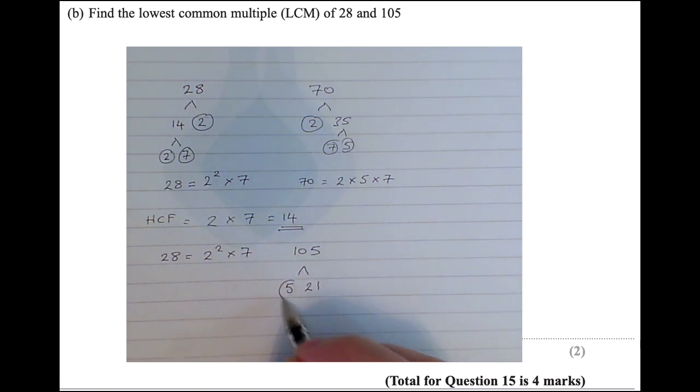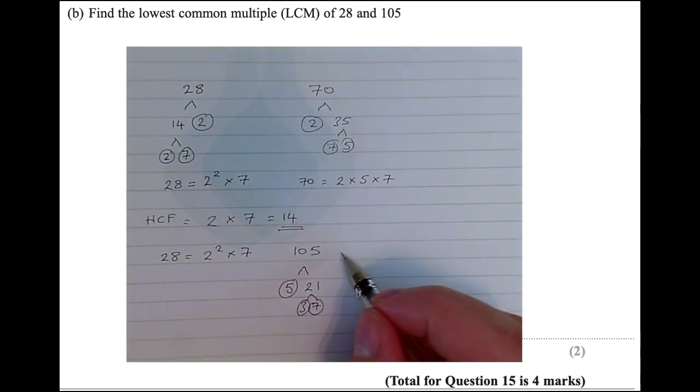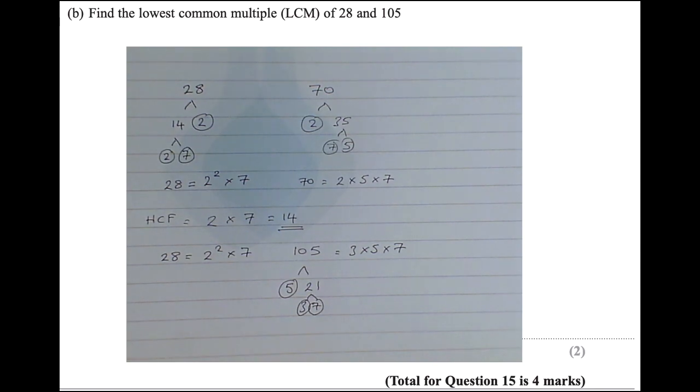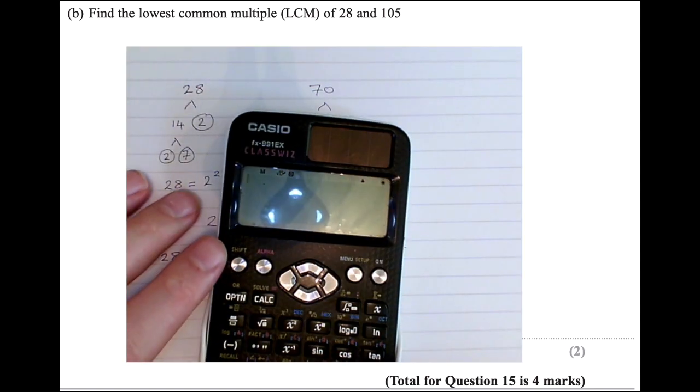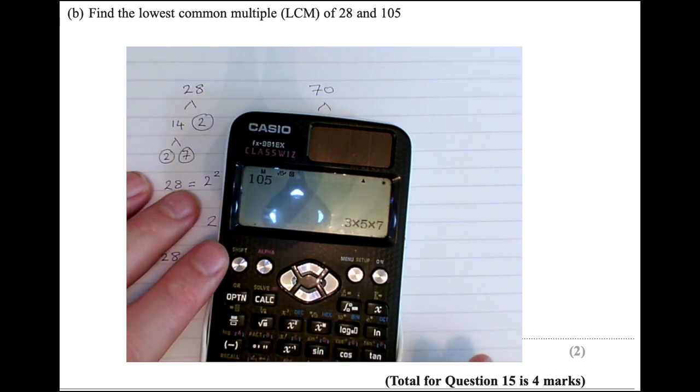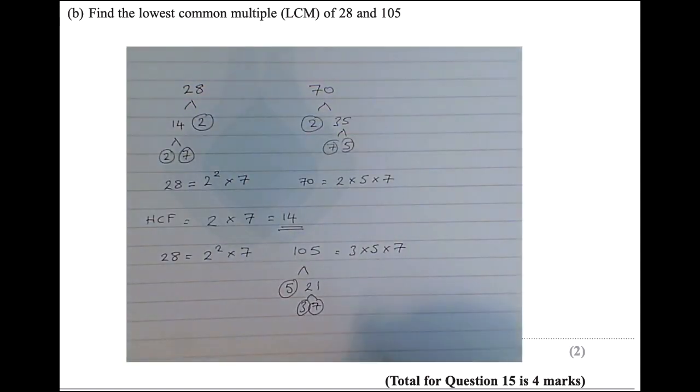That's 5 times by 21, isn't it? And that's 3 7s. 21 is 7 3s are 21. And that's its prime factors. So 105 is the same as 3 times by 5 times by 7. And now I'm going to check that on my calculator. 105, shift and fact. And that's going to equal what? 3 times 5 times 7, that's definitely 105.